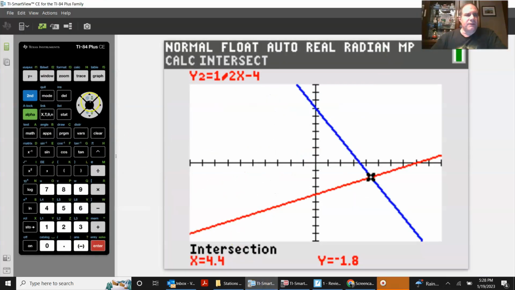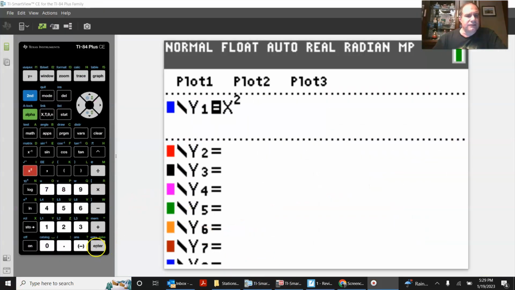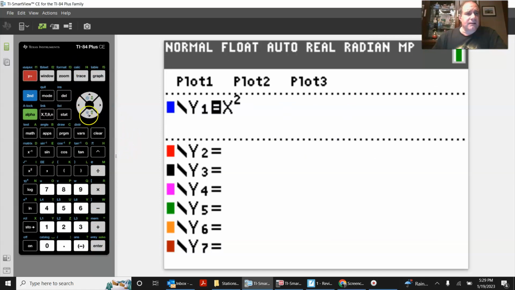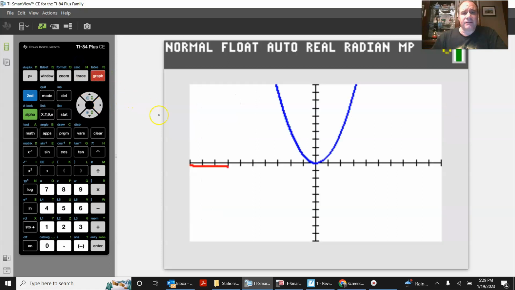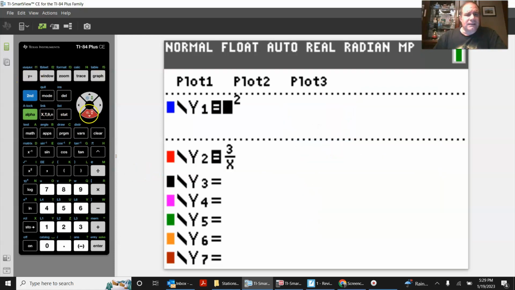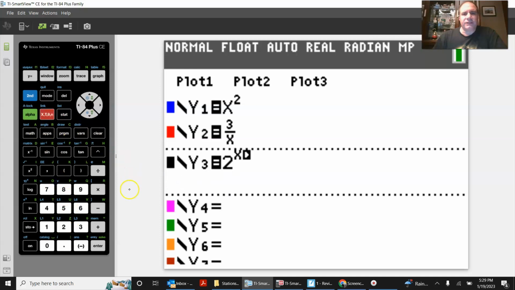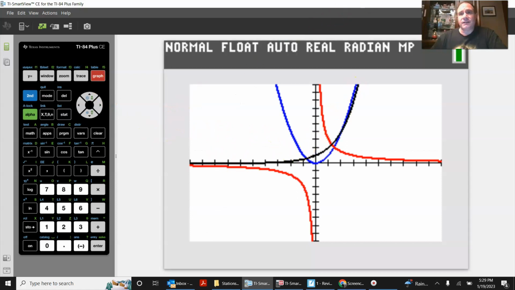All right. And if we had a chance to graph x squared, just like this right here, if we press graph, you'll see that that is a U-shape. The next thing that I will graph for you is if you have 3 to the, and the x is down below in the denominator, I told you that that would be nonlinear. That would result in the red graph. And then the last one is when the actual exponent is the variable itself, like 2 to the x power. That would be the graph in black, and you could tell all of these are nonlinear.